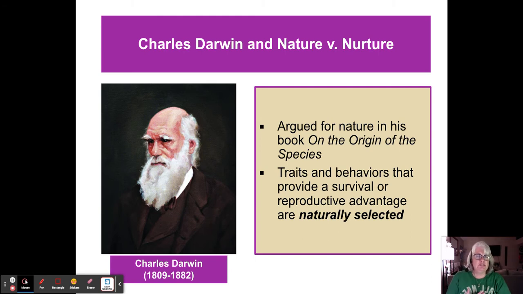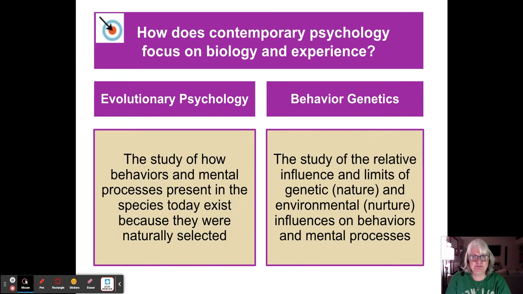So Charles Darwin was definitely all about nature, not nurture. He's the one that was looking at evolutionary psychology, although he wasn't really looking at psychology. He was just looking at natural selection. But we now have an area of psychology that looks at the importance of evolution and natural selection.